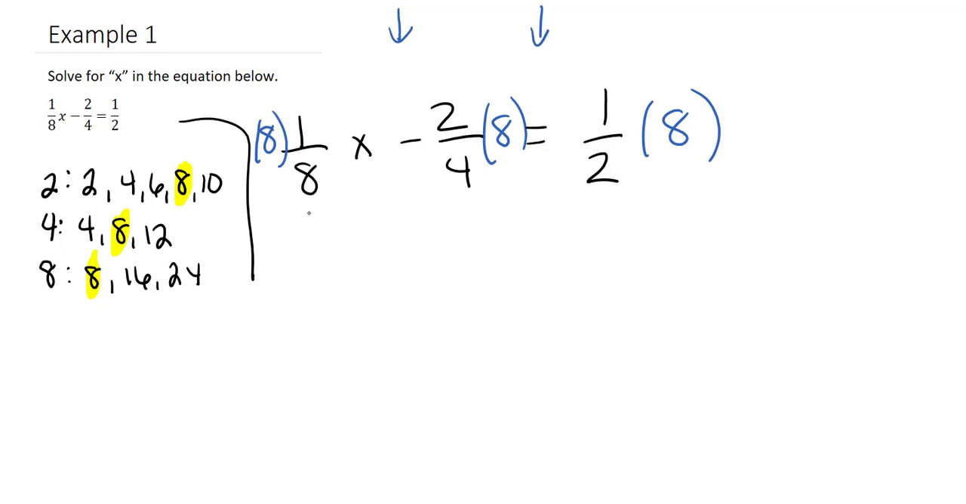So, 8 over 8, this just becomes 1, so we can just reduce that. Then this is 8 over 4. Well, we can divide both by 4. So 4 divided by 4 is 1. 8 divided by 4 is 2. Then we can divide by 2 here. So 2 divided by 2 is 1. 8 divided by 2 is 4.